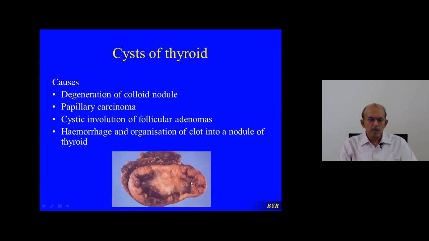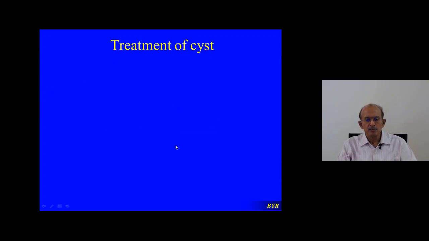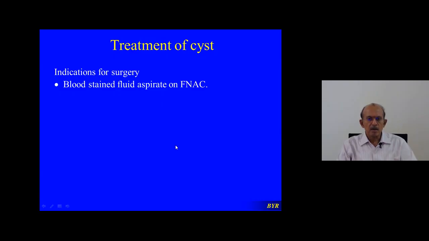This is a case of papillary carcinoma thyroid, where you see a nodule, but in the center of the nodule you find a cystic lesion. Treatment of cysts. Indications for surgery: blood-stained fluid aspirate on FNAC. So for every cyst you have to do FNAC. If on FNAC you find blood, you have to go for surgery. Or there is a residual solid mass after complete aspiration of the cyst.